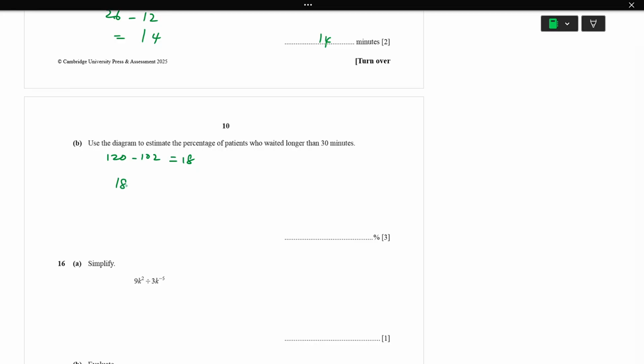So out of 120 people, 18 wait more than 30 minutes. Percentage we are calculating, times 100, which is equal to 0, 0, and the 6 times table gives a 3 and 2. So this is 5, so 15, yes, 15%.